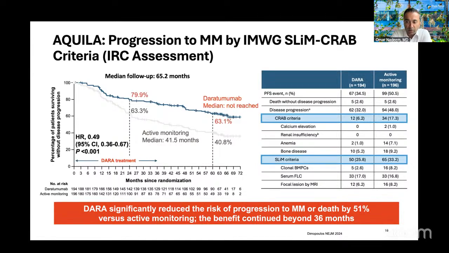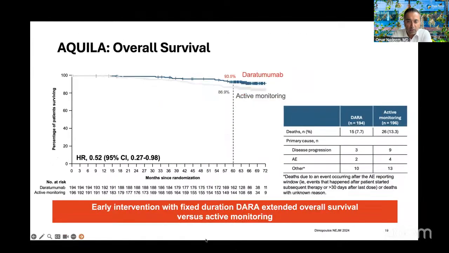Some patients developed CRAB criteria, which are, again, the anemia and the bone disease. Some patients developed SLIM criteria, which, again, is that pre-myeloma or almost symptomatic myeloma category. So really, again, highlighting that daratumumab led to quite a benefit in this patient population. And I think what really created a lot of buzz was the fact that it actually improved overall survival.